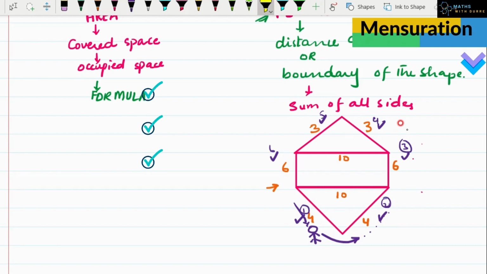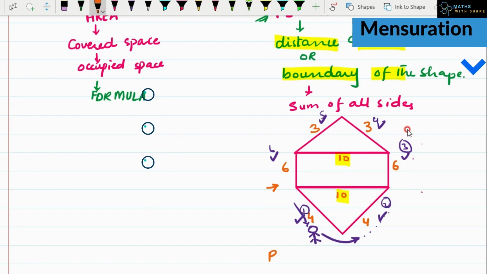So what about this 10? Do we need to add this 10 here? No, we don't need to add this 10, because perimeter is the distance or boundary of the shape, the distance around the shape. We just need to add all the sides to calculate the perimeter.